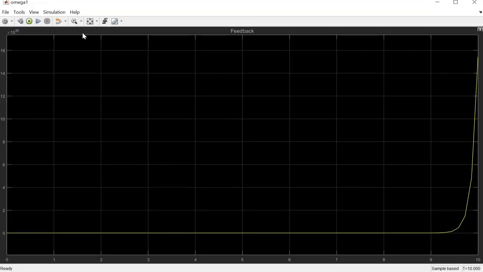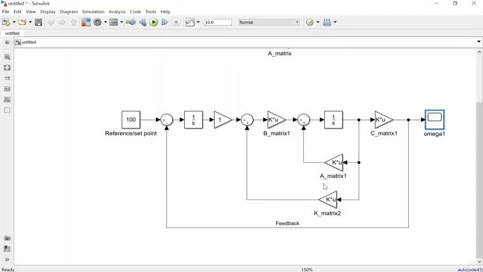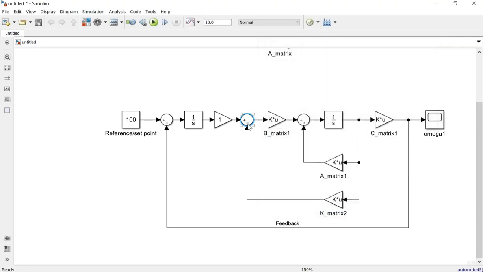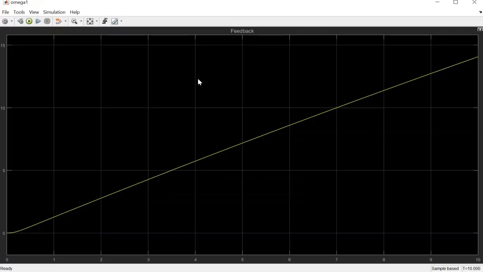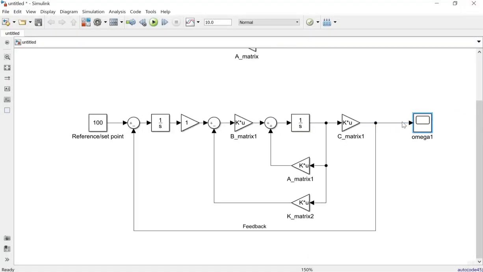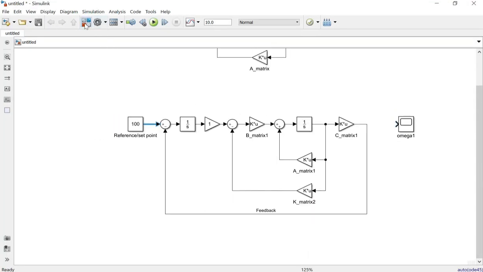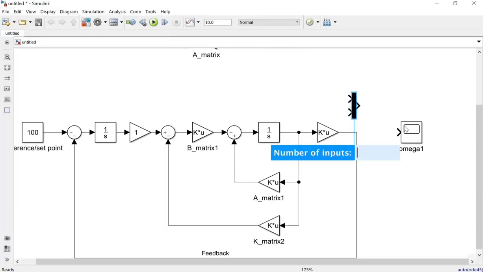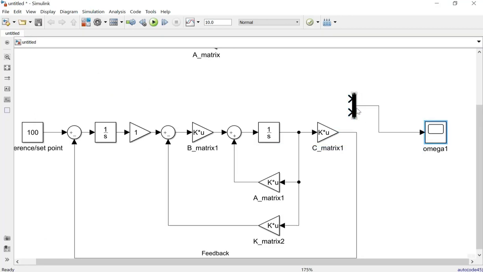And the second circuit, the reference point is set to 50. The reference point output is connected to a summing point. The summing point output is connected to an integrator to integrate the output, and the integrated output is connected to a gain. The gain output is connected to a summing point. The summing point output is connected to the B matrix, and the B matrix output is connected to a summing point. The summing point output is sent to the integrator. The integrator output is fed back to the summing point.